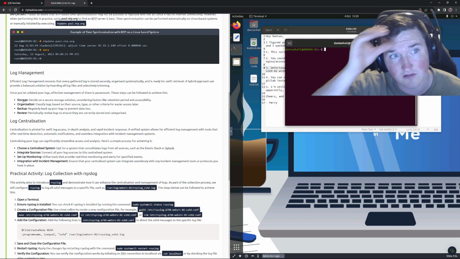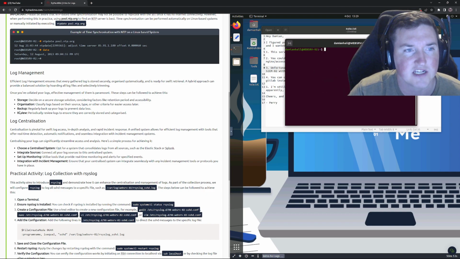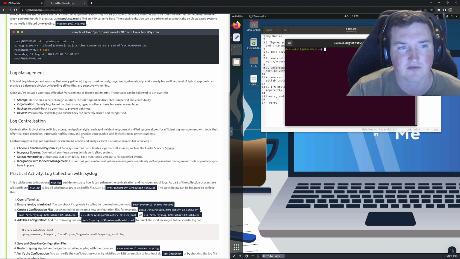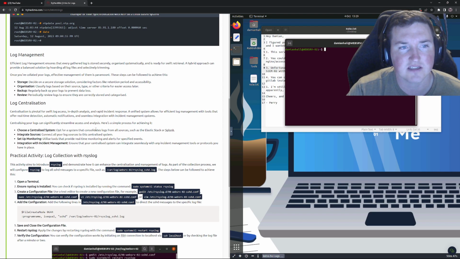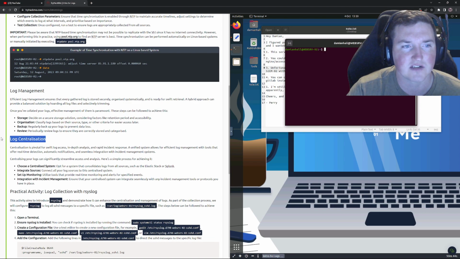Okay, so now log management: storage, organization, backup, and review. All right, perfect. So storage, where are we going to store these logs, right? We need a centralized system. Okay, so we're talking about centralization.